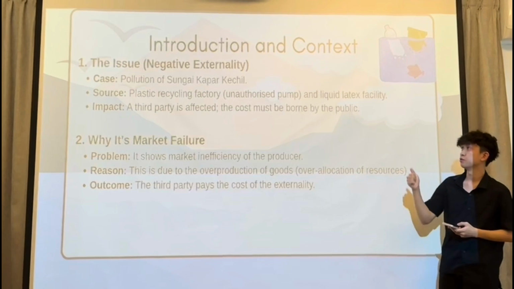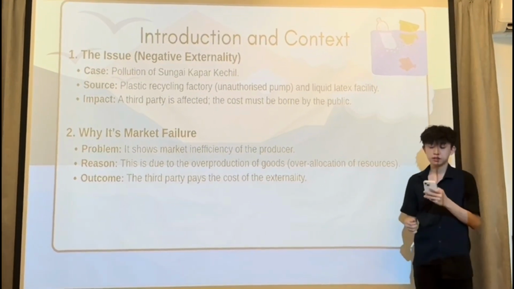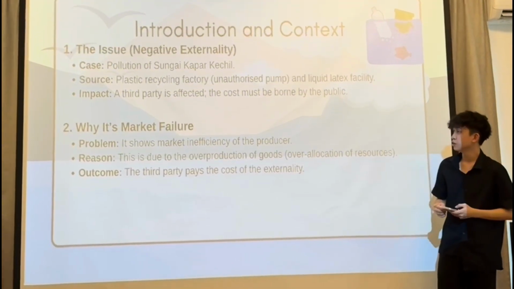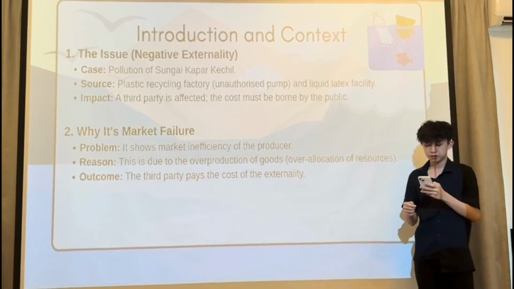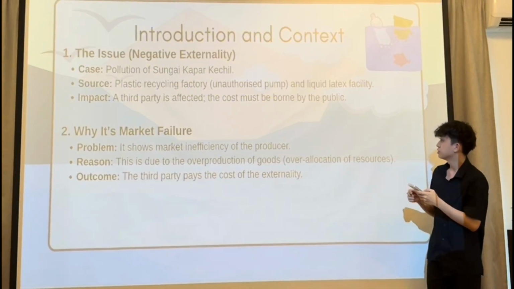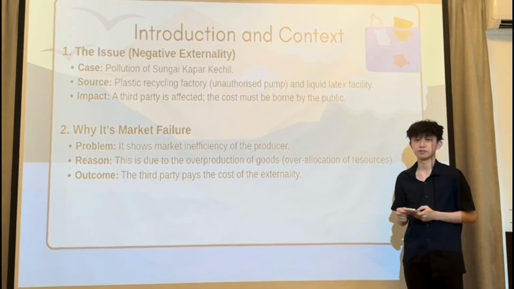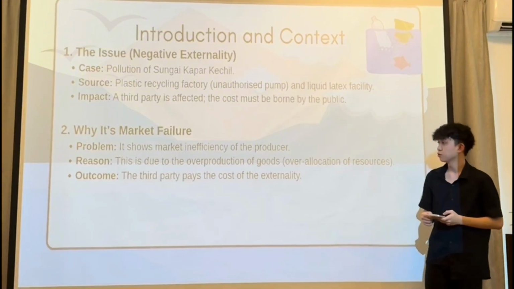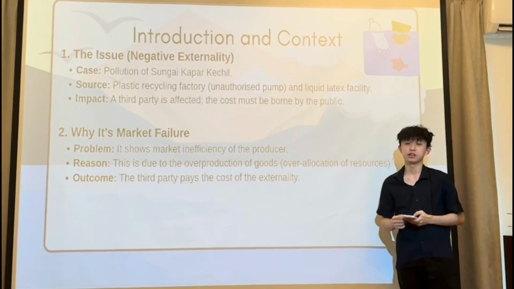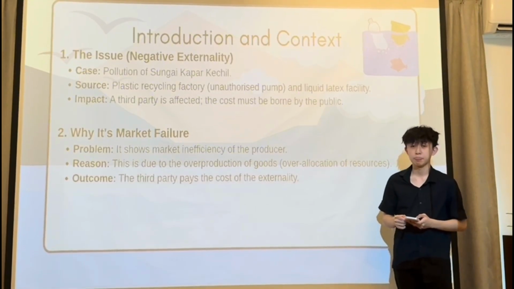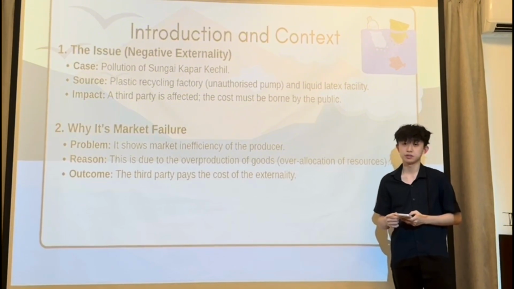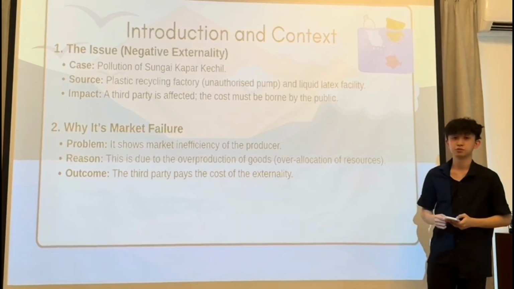Next, I will start with my introduction and context. Economically, this is a classic case of a negative production externality which results in market failure. The factory's low production cost means they overproduce and the third party needs to pay for it. Today, we will use economics diagrams to show how this external cost creates an efficiency loss in the economy. We will also propose specific government interventions. Let's start with the analysis today.